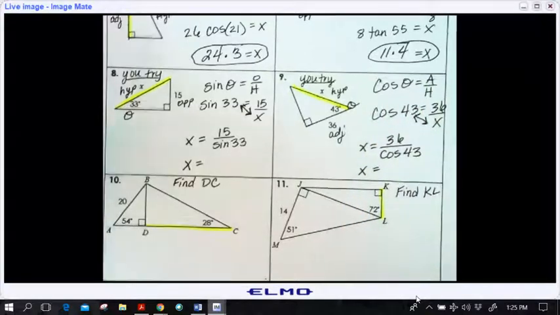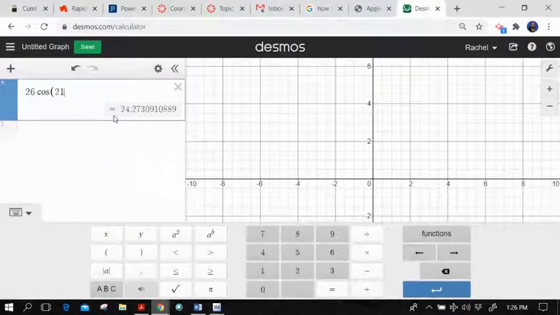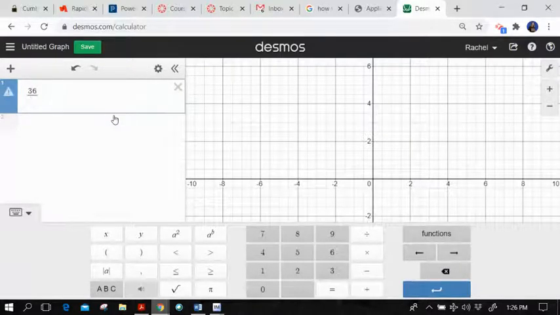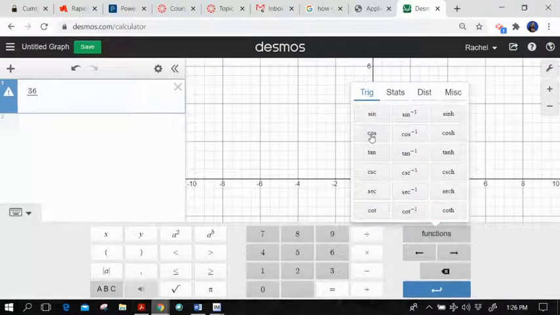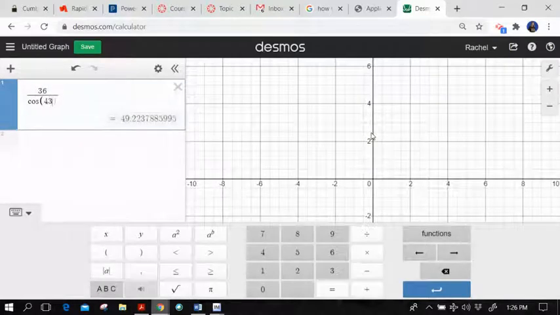And we're going to go put these in our graphing calculator real quick. I'll show you how to do these with fractions. Okay, so let's delete this. So I'm going to type 36 divided by, whoops, I forgot to click divide, divided by, and it automatically turned that into a fraction for me. And now I can type my function, cosine of 43. And so my answer for number 9 is 49.2.